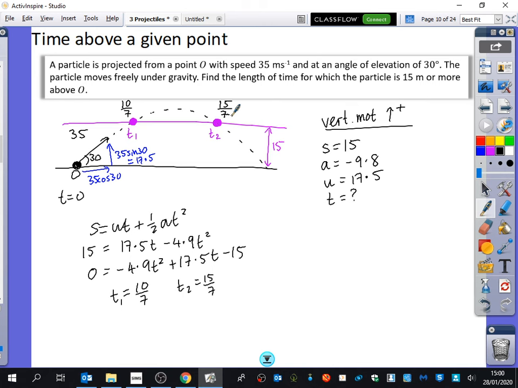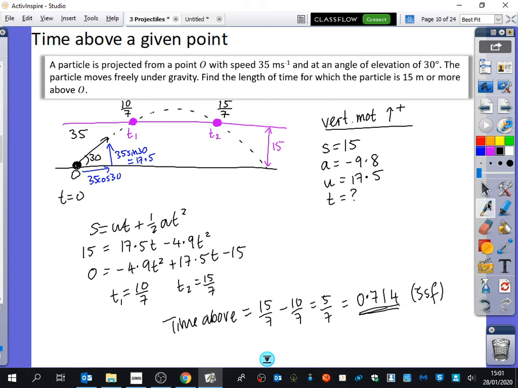So the amount of time, seeing it was 0 here, then 10 over 7, then 15 over 7, the total time above is 15 over 7 minus 10 over 7, which is 5 over 7, which I probably would need to put back into a decimal, which is 0.714 to 3 significant figures. But for the rest of this discussion, I just want to talk to you about the fractions, right?